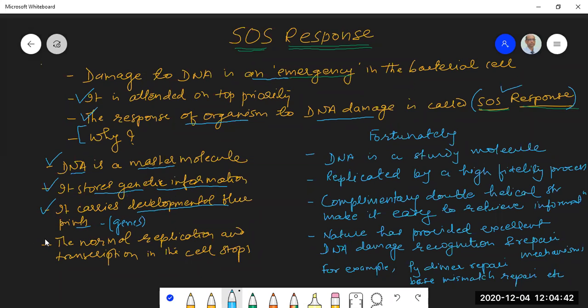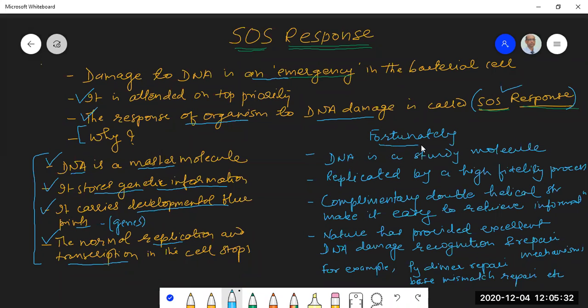Okay. And what happens when the DNA gets damaged? The normal replication and transcription processes in the cell stop, because those enzymes which are involved in replication and transcription, DNA pol3 and RNA polymerase, cannot get past the damaged portion of the DNA. So wherever there is a lesion, wherever there is damage to the DNA, those enzymes will stop there. They cannot go through the damaged portion. So when there is damage to the DNA, the normal replication and transcription processes will stop. And it is for these reasons that damage to the DNA is attended on top priority. That damage to the DNA serves as an emergency in the bacterial cell.